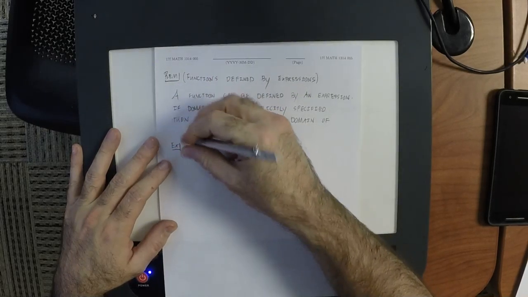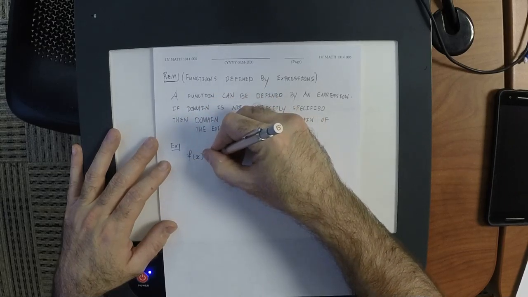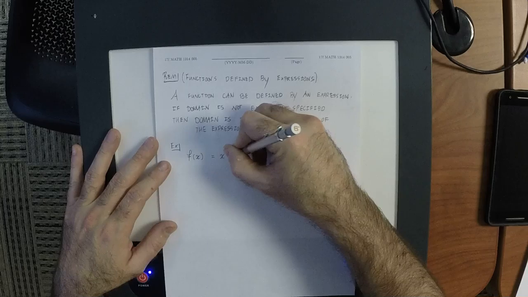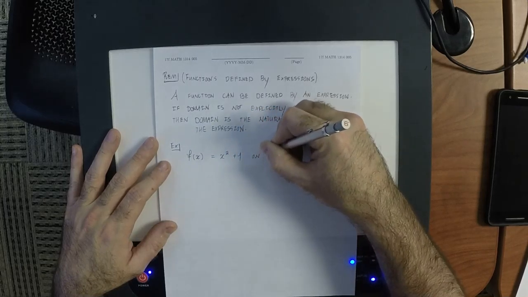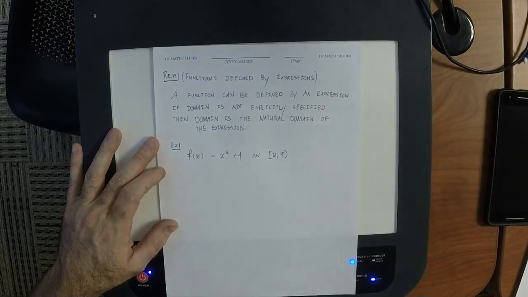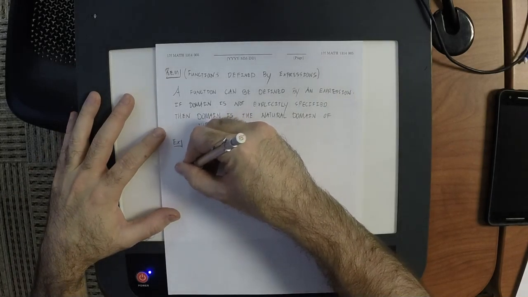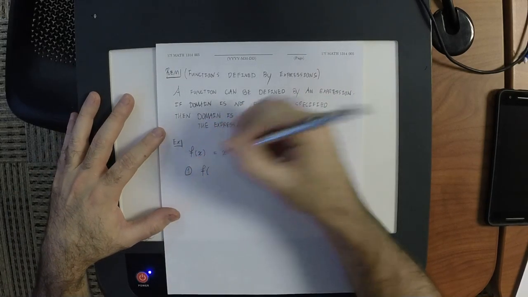So suppose that we have a function f, and it's defined as f of x is x squared plus 1 on the interval 2 to 9. So what I mean is I'm talking about a machine, and its name is f. And what it does is if you push in an x, what comes out on the other side is an x squared plus 1. So suppose that I request of you, please evaluate f at 5.